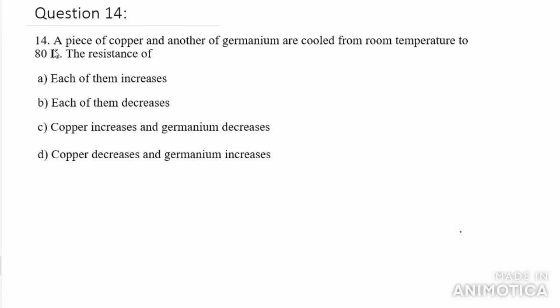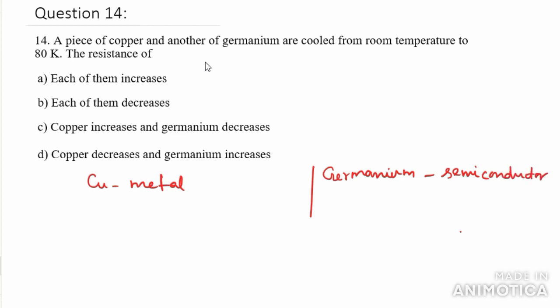Question number 14. A piece of copper and another of germanium are cooled from room temperature to 80 Kelvin. We have to find what happens to the resistance of copper and germanium when they are cooled. So you all know copper is a metal and germanium is a semiconductor. Metals have positive temperature coefficient of resistance, that is alpha, and semiconductors have negative temperature coefficient of resistance.